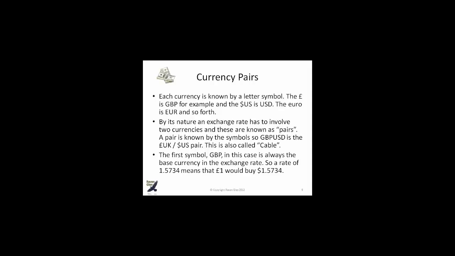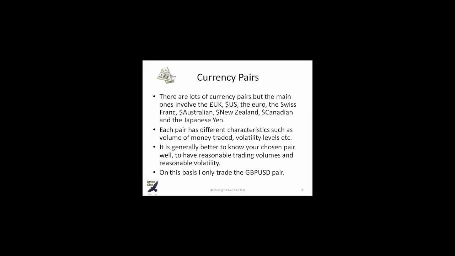The first symbol, in this case GBP, is always the base currency in the exchange rate. So a rate of 1.5734 means that £1 would buy $1.5734.